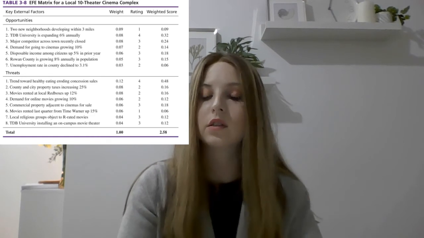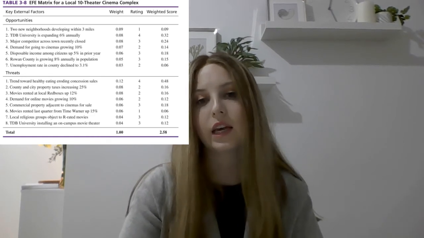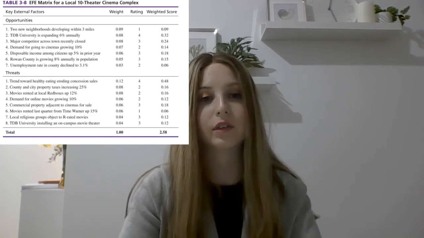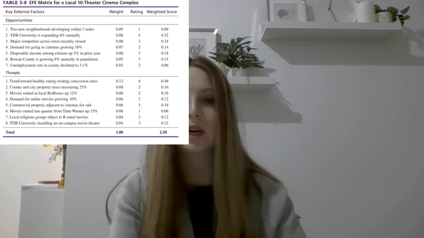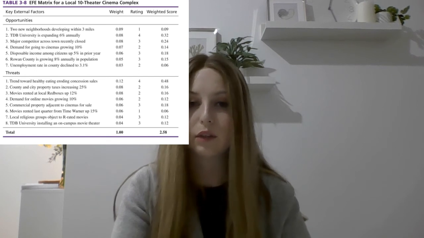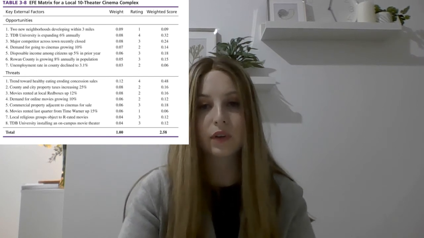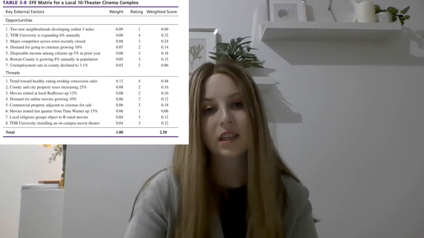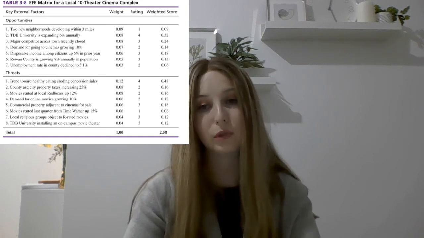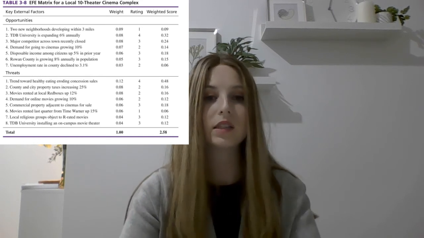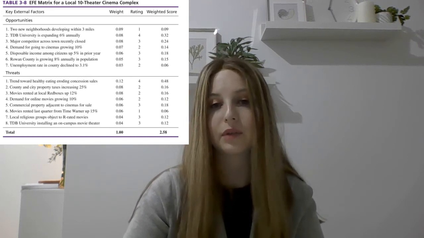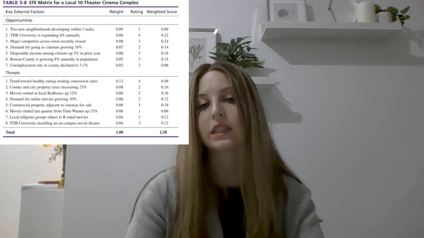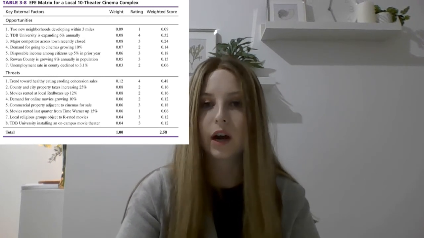The overall weighted score for the cinema is 2.58, which is above the average of 2.5. This means that while they're better than average at maximizing the opportunities and mitigating threats, they have room to improve. As you can see by the ratings, the cinema needs to better maximize the opportunity of the 2 new neighborhoods that are developing within 3 miles, and they need to strategize around the threat that movies rented last quarter from Time Warner are up 15%.